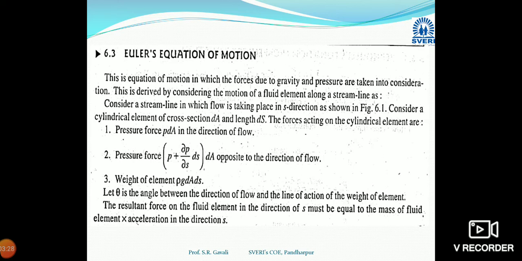For this, only two forces we are going to consider. One is the pressure force and the other is the gravity force, which is responsible for generating the weight, or indirectly we can say it is the weight.